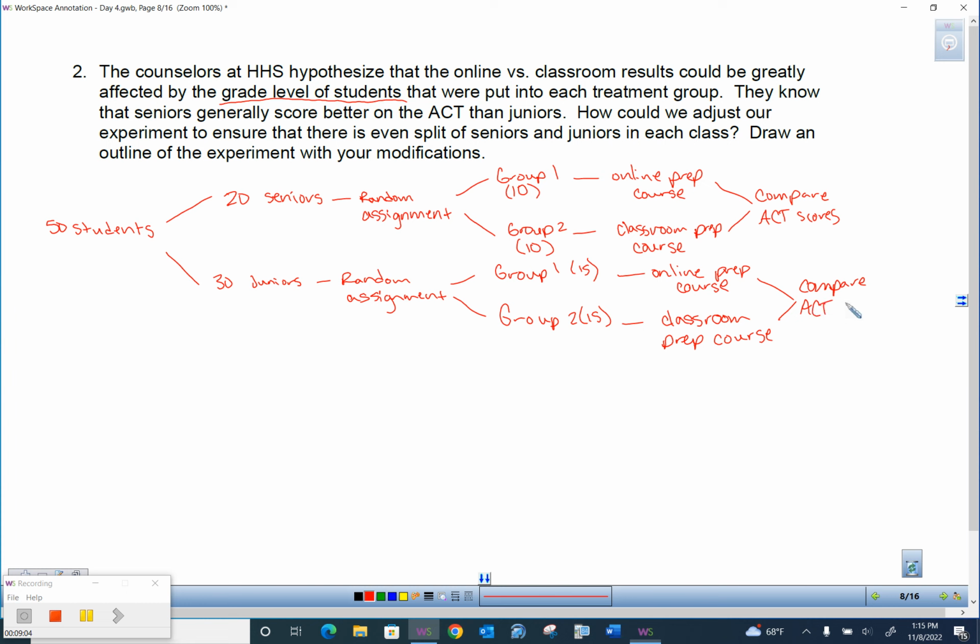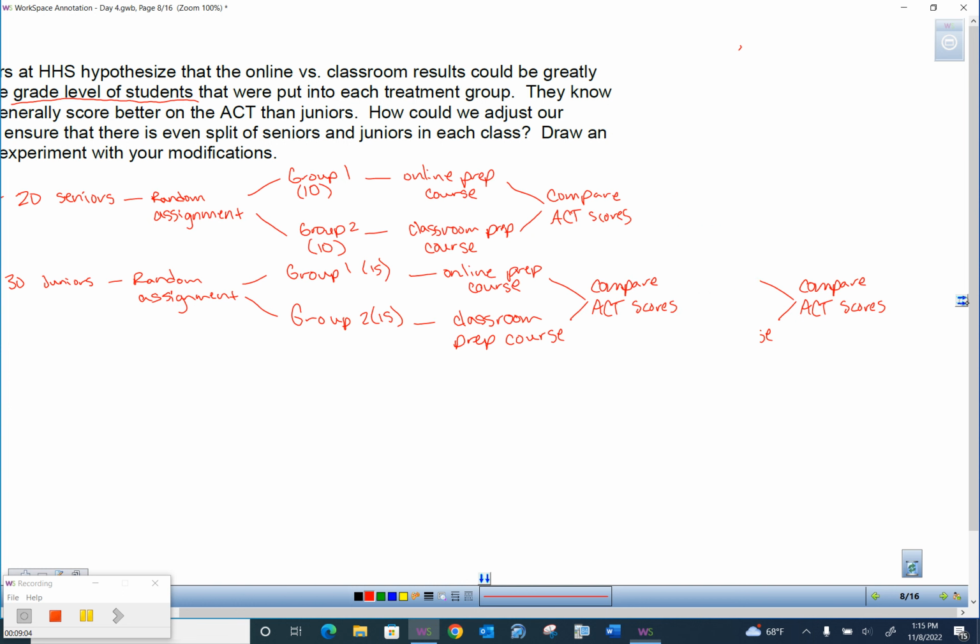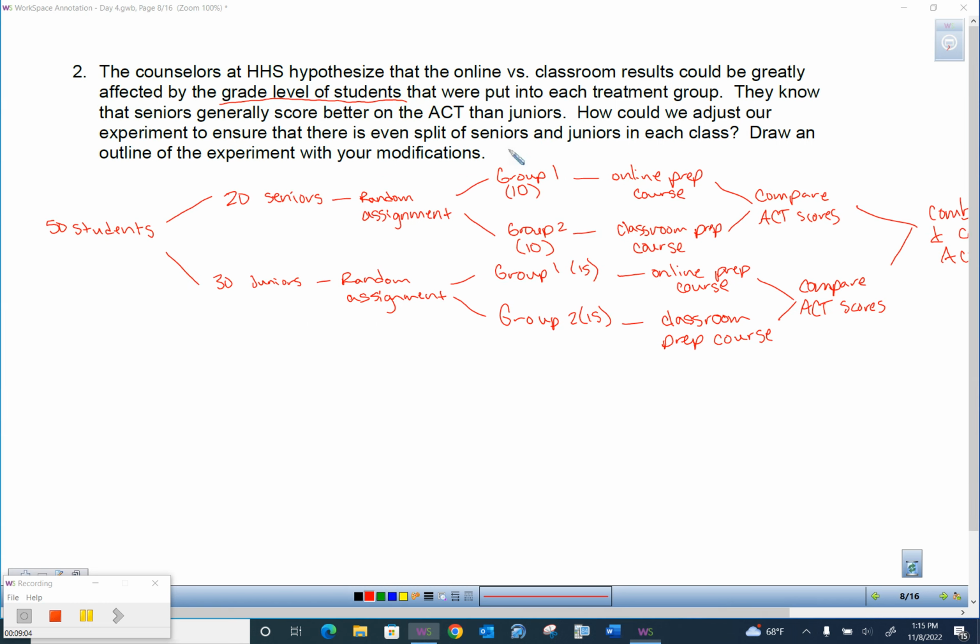Here's the last step, because right now we've only compared how online and classroom works within a class. We're going to take those two classes and put them together at the very end and combine the results and compare them one more time. Okay, this design is called random block.